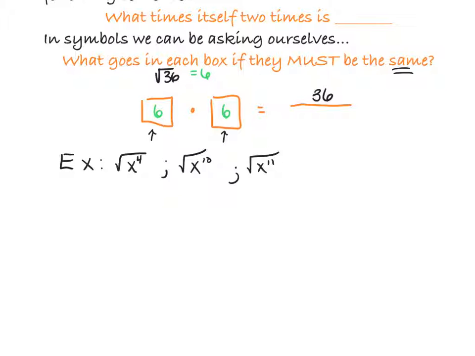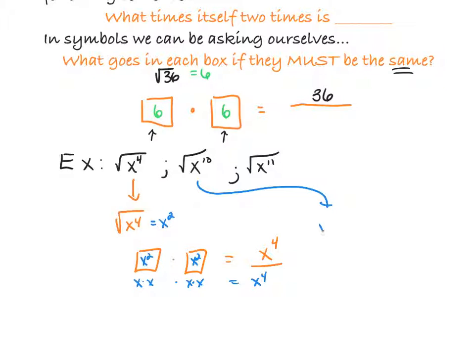So for instance, if I was asking myself, what is the square root of x to the fourth? In other words, what would I put in both of these boxes that after I multiplied them, I would get x to the fourth? Well, that would be x squared, because x times x times x times x would give me x multiplied 4 times. So the square root of that is x squared.